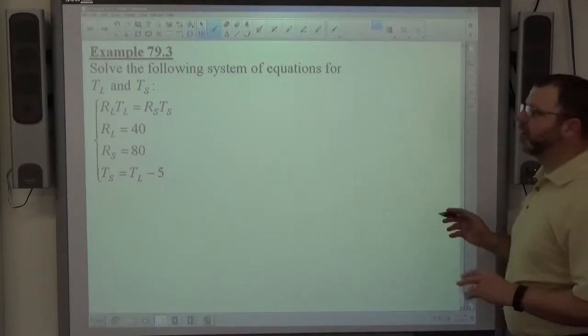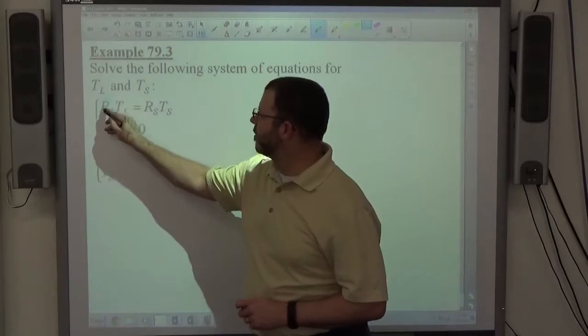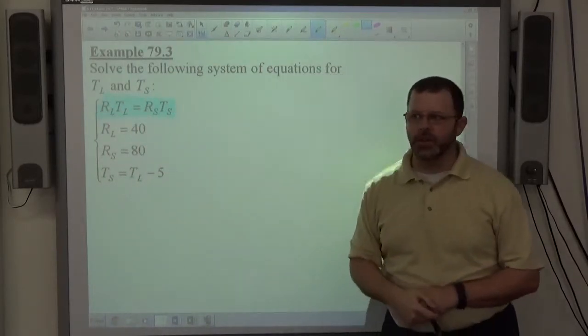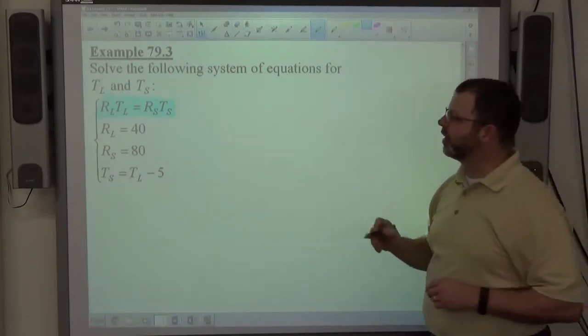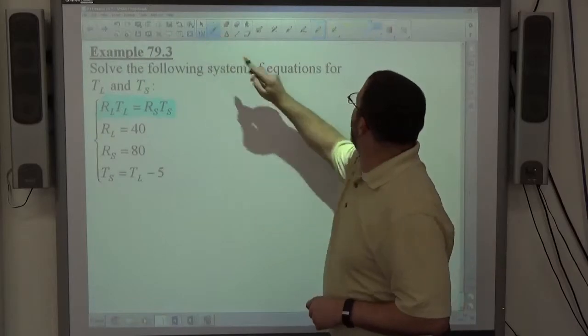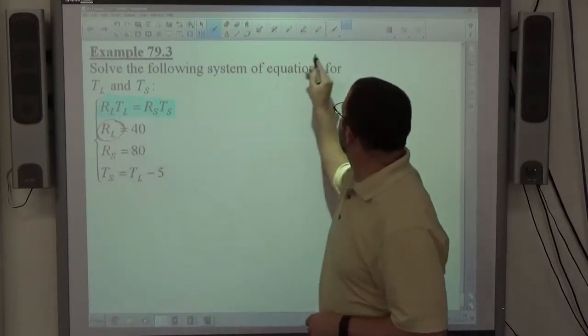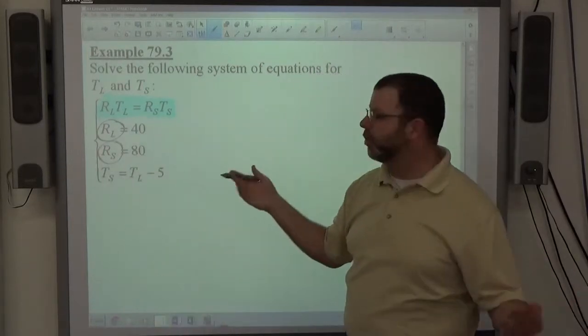Example 3, solve for t sub L and t sub S. So once again, taking a look, the very first equation listed has all the variables in it. Very basic equation. RT on one side equals RT on the other side, different subscripts, so they're different R's and different T's. And once again, R sub L has a different version of itself. R sub S has a different version of itself, both numerical values, so they're both known.